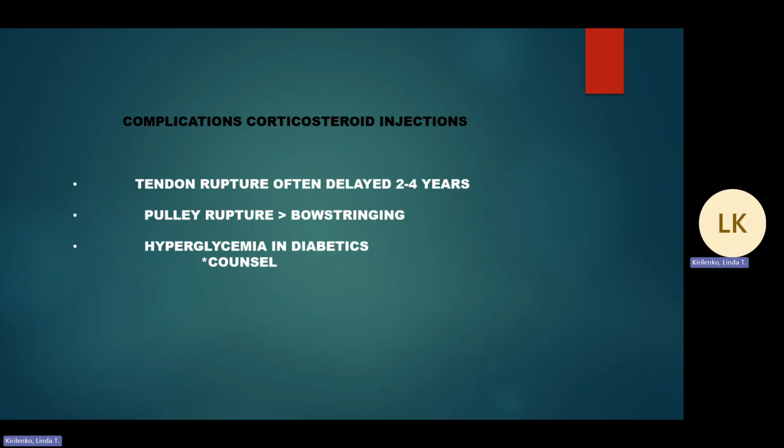Complications of injections are rare. You can have tendon rupture, which may be delayed up to 2 to 4 years. Pulley rupture, which may result in bowstringing, depending on which pulley is involved. Hyperglycemia. You should always remember to counsel your diabetic patients to follow their blood sugars more closely over the next several days and not be concerned about a small or moderate increase that's transient.